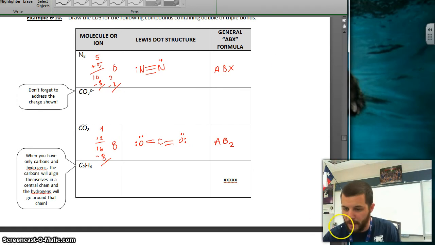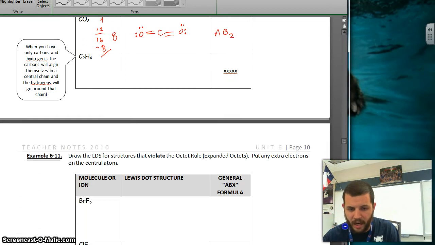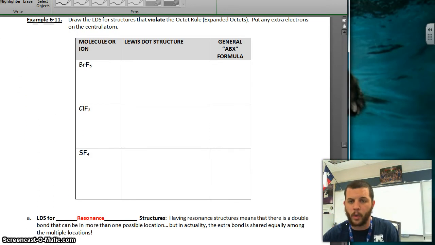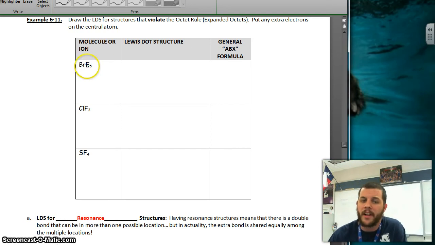Okay, so let's keep on moving. Let's see some situations that are going to violate the octet rule. And what violating the octet rule means is that we've got more electrons, or more things that we need to put on the central. So let's look at BrF5.